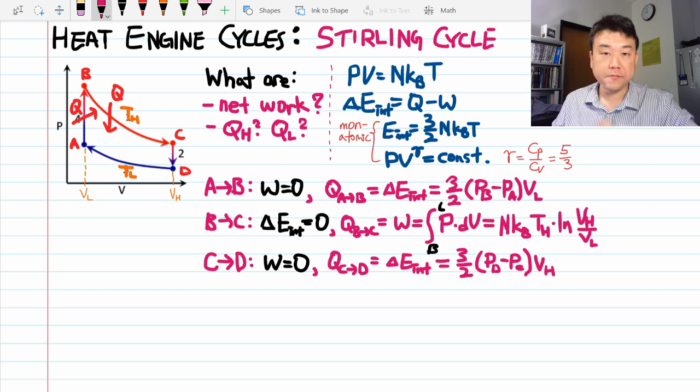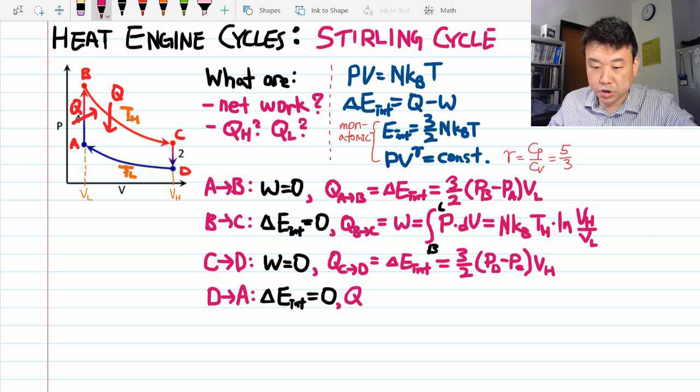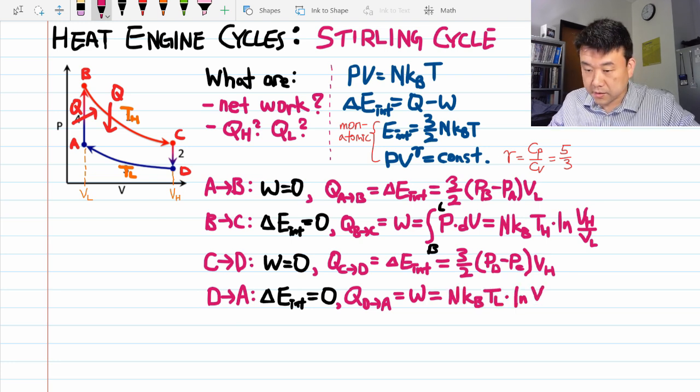Alright, the final step, the isothermal contraction, D to A, completing the cycle. As before, change in the internal energy is 0. That's what isothermal means. So the heat transfer has to be equal to the work done. And I'm just going to write down the result here. Hopefully you can double check that it's correct, and check that it's negative, as it's supposed to be.